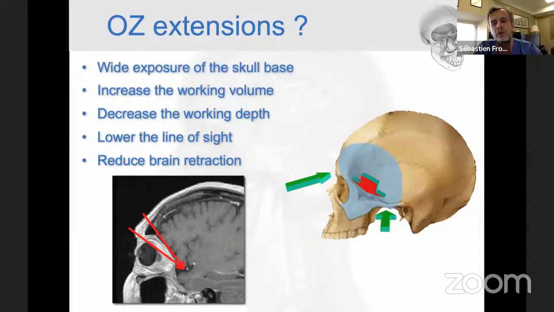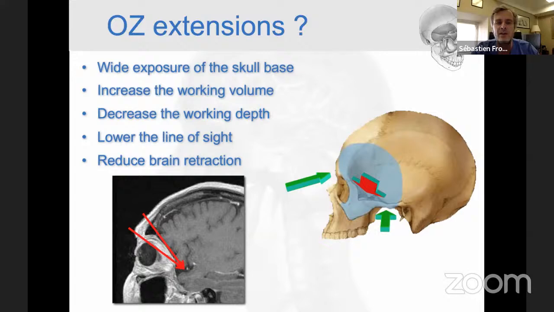So what does it give? It gives a wide exposure of the skull base. You get closer from the critical structure. With a keyhole approach, you are quite far from the critical structure. If you need to turn around a tumor, with critical structure around, it's nice to have a shorter distance, and the FTOZ approach is made for this. You also have a lower line of sight. You can look at the inferior surface of the frontal lobe from below, and you can have a fantastic exposure of the cavernous sinus, orbital apex, superior orbital fissure, cavernous-orbital junction without any brain retraction.